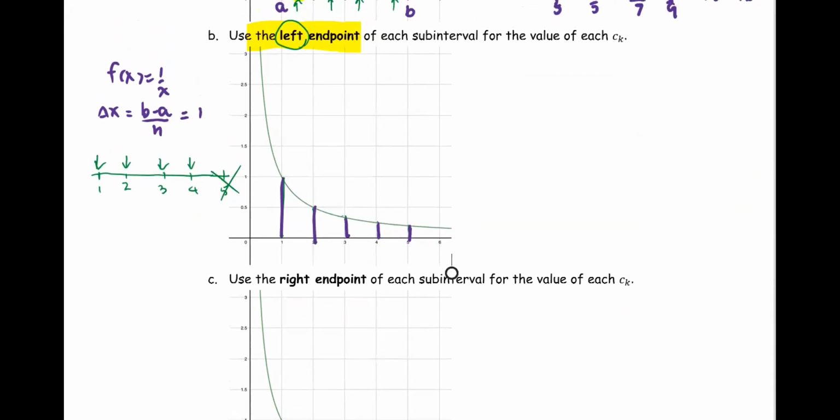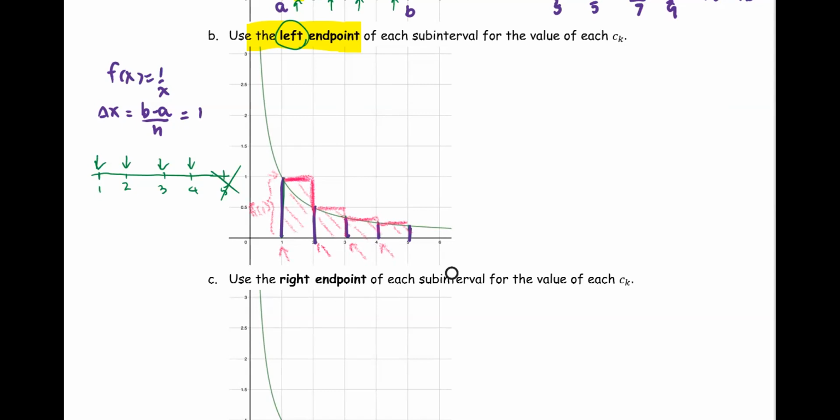So the first left is when x equals 1. So I'm gonna construct the bar with the height from the function of the left endpoint. And the next one, my left end is x equals 2. The next bar, my left end is 3. And the last bar, my left end is 4. Okay. You don't have to compute the middle value. It's easy. You just take the left or the right.